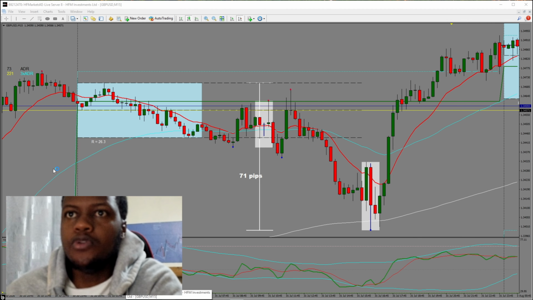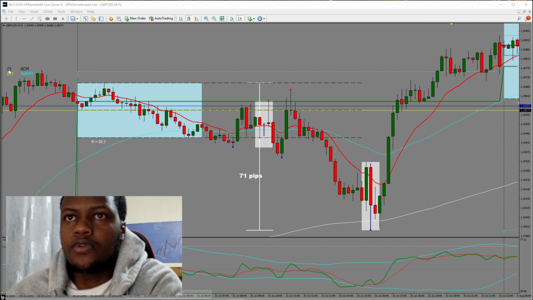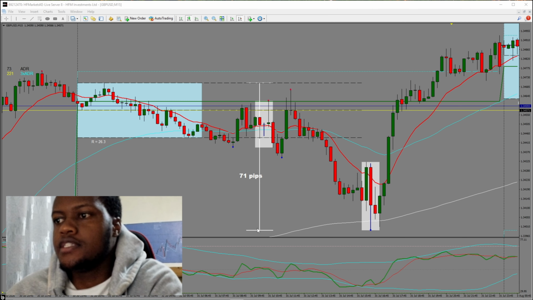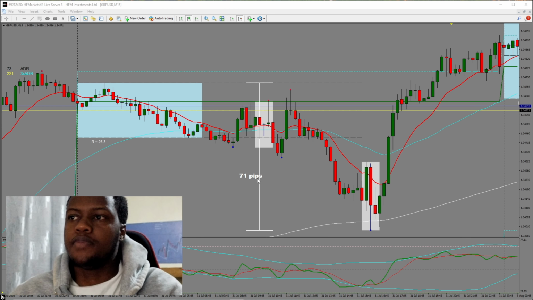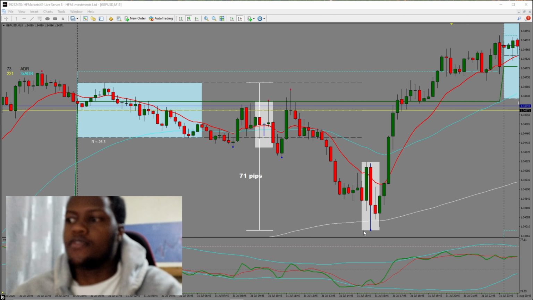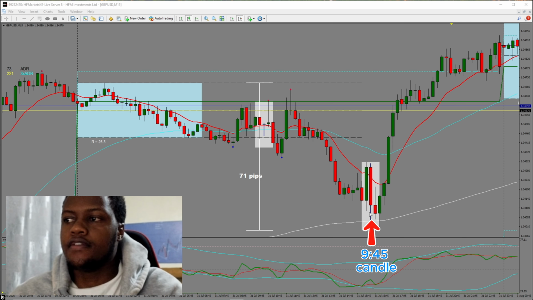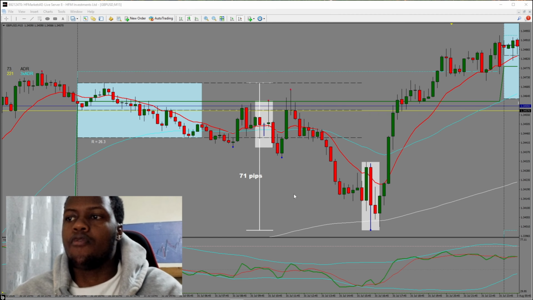This is GBP USD. I remember when this formed, the ADR was around 60 pips. So on this date it completed the ADR, it went 71 pips. In this case, it went before the 9:45. So here is where you have the 3:45, the London Open, and the 9:45 at the New York Open. In this case, it completed the ADR before the New York Open.